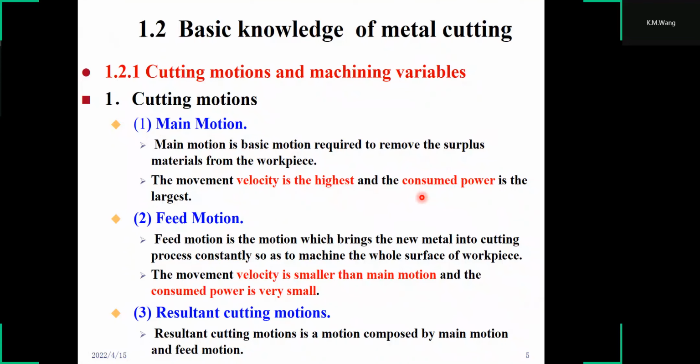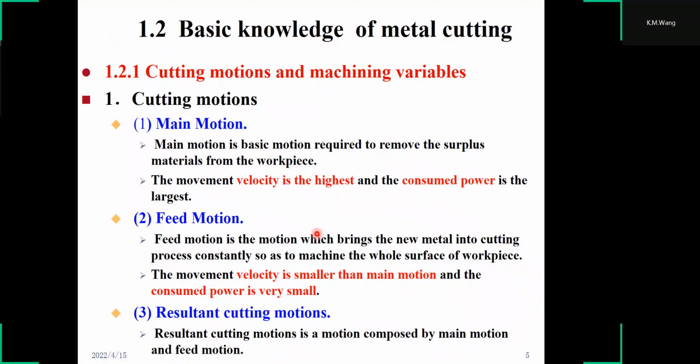And the other motion is the feed motion. The feed motion is the movement whose velocity or speed is smaller than the main motion, and its consumed power is very small. So the difference between the main motion and the feed motion is the velocity. Do you understand this knowledge? Okay, you can understand the difference between the main motion and the feed motion.